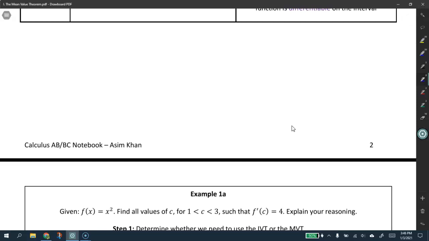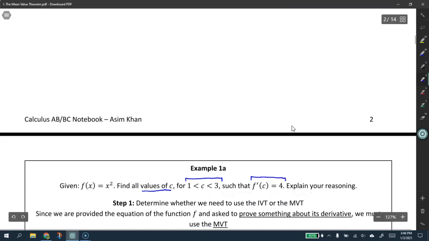So let's go ahead and begin with the first example here for the MVT. It says that you are given f of x is equal to x squared. Think about the graph of x squared, which is basically a parabola. Our job is to find that value of c on the interval 1 to 3, so we're only looking between 1 and 3, where the derivative is equal to 4. So the derivative at that point c is equal to 4.